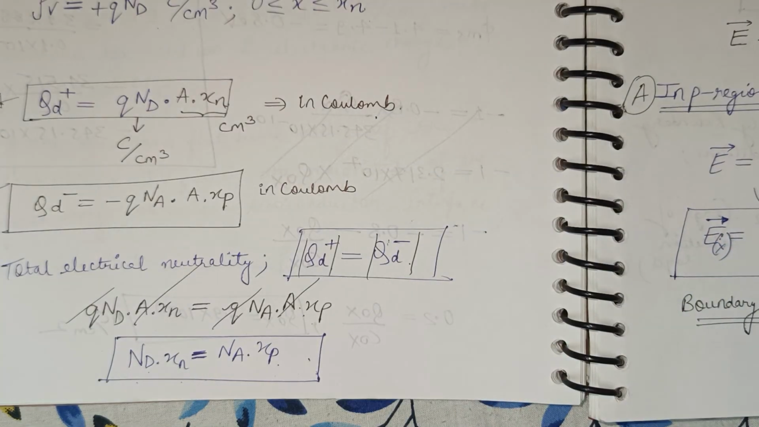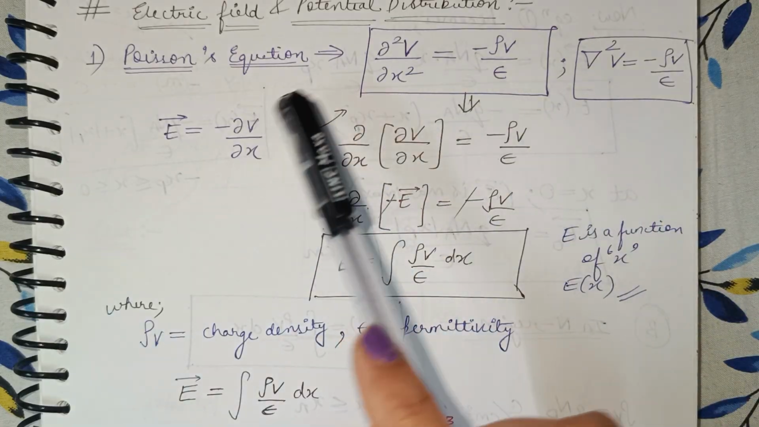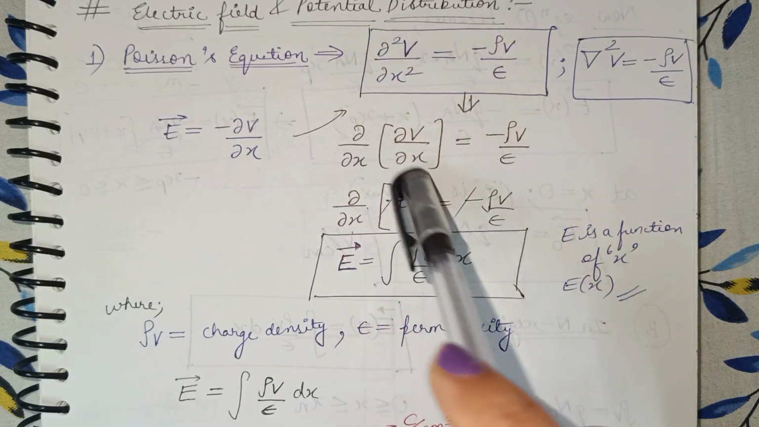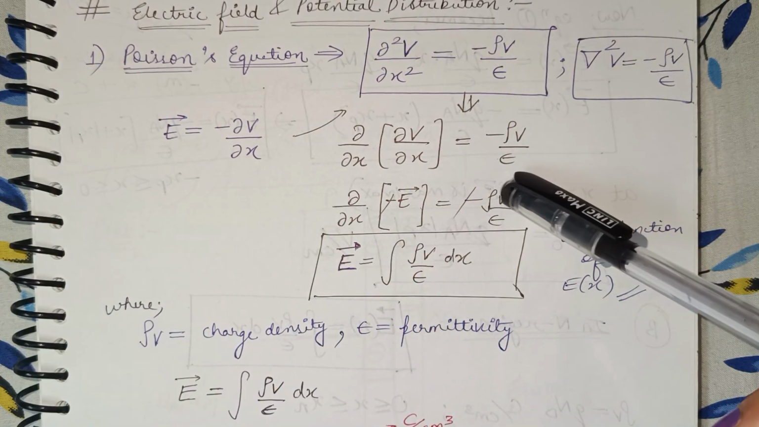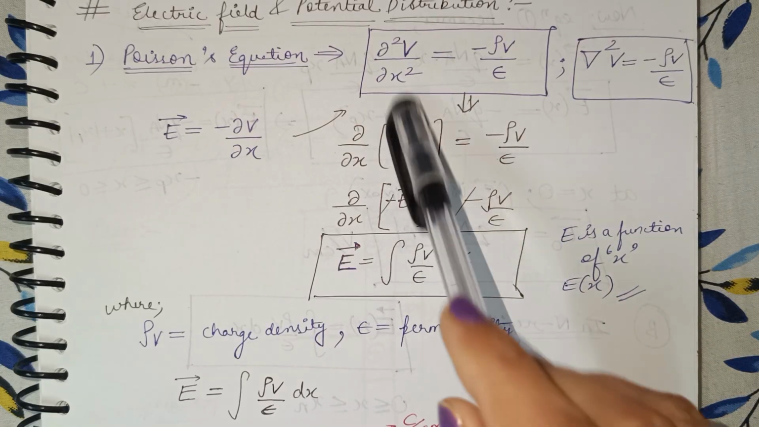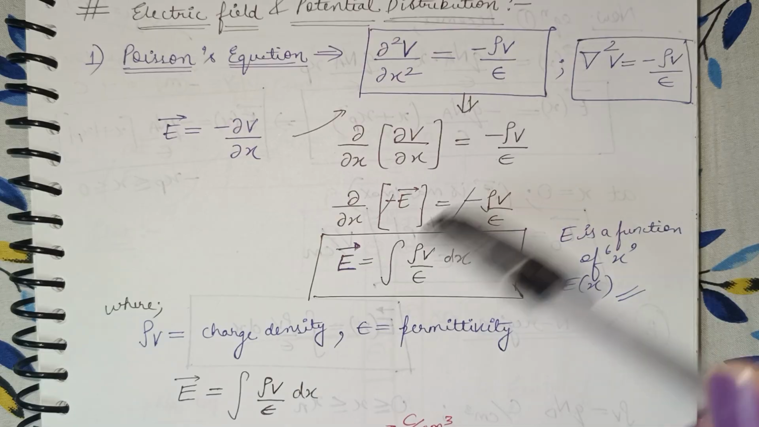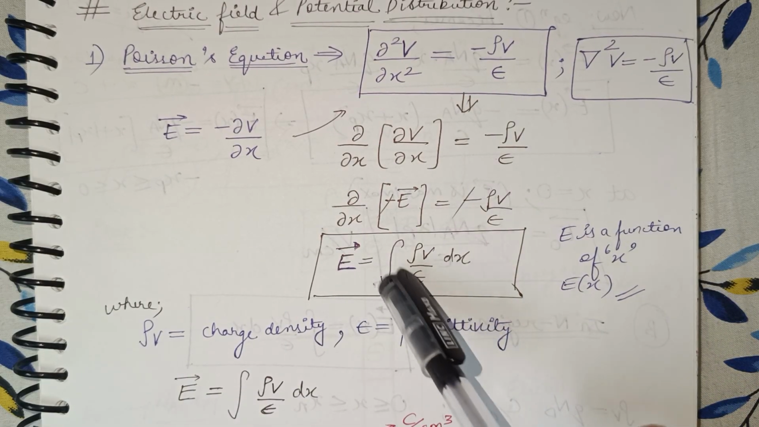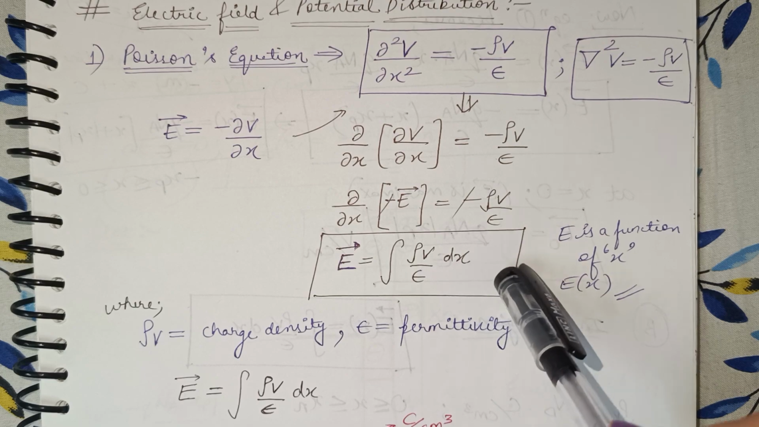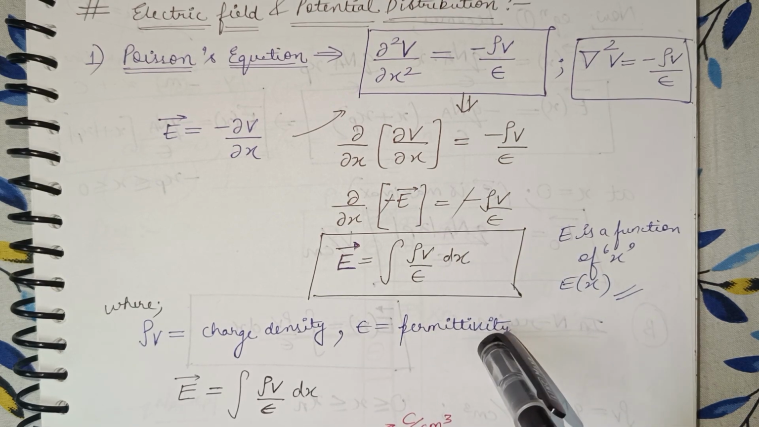Okay, now we come to the electric field and potential distribution, and we know Poisson's equation. Basically it is del E by del x is equal to rho v by epsilon, or del square V by del x square is equal to minus rho v by epsilon, or we can simply write electric field is equal to integration of rho v by epsilon dx. Here rho v is the charge density, epsilon is the permittivity.